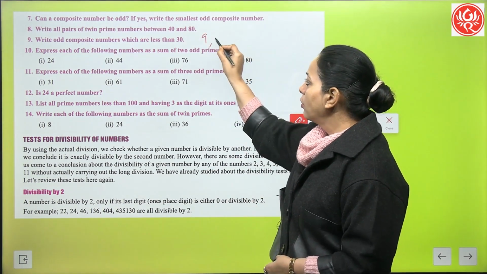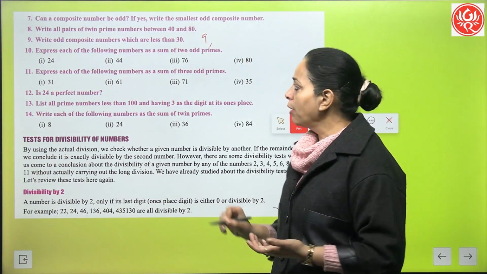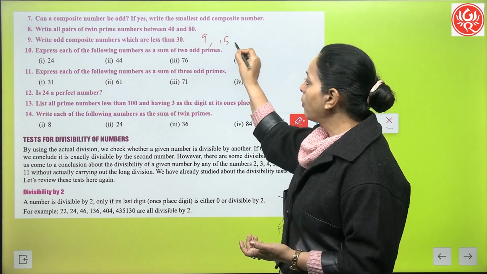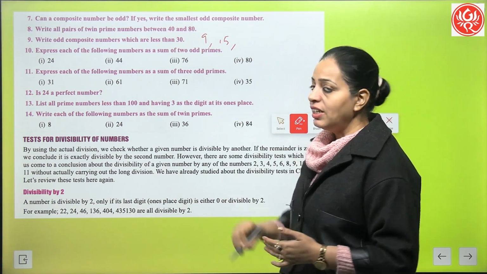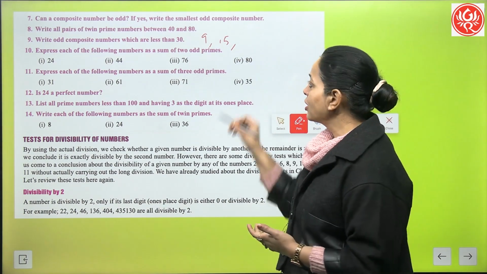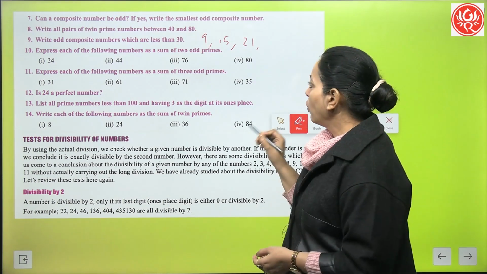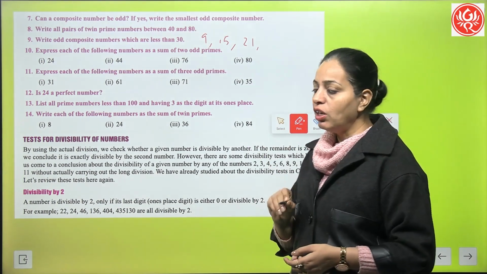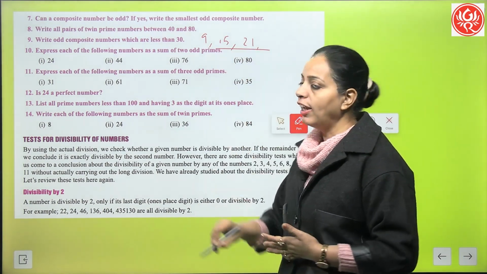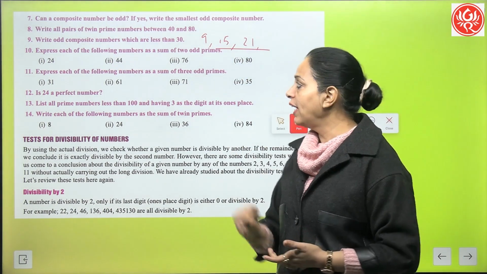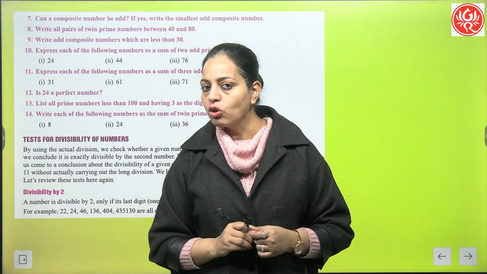Then 11 is a prime number. 13 is a prime number. 15 is a composite number. Okay. Then here 19 is a prime number. So like this, 21 is a composite number. Okay. Then 22, 23, 23 is a prime number. तो ऐसे आपको numbers find करने हैं which are composite and less than 30. So you can try these sums on your own.